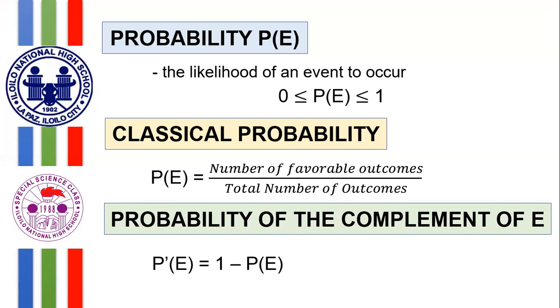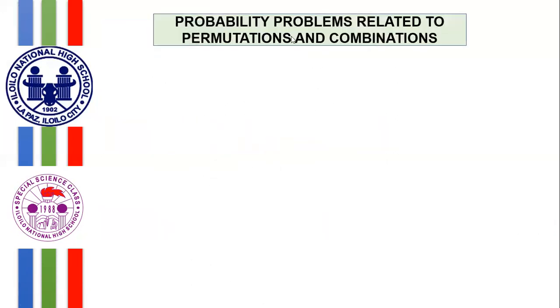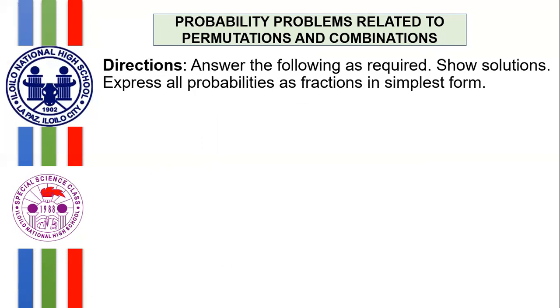And this time, we will be tackling some of these problems. Probability problems related to permutations and combinations. Let us start with an easy one to illustrate the given. Directions. Answer the following as required. Show solutions. Express all probabilities as fractions in simplest form. Probability could be expressed as decimal or percent, but for now, we will have it in fraction form.